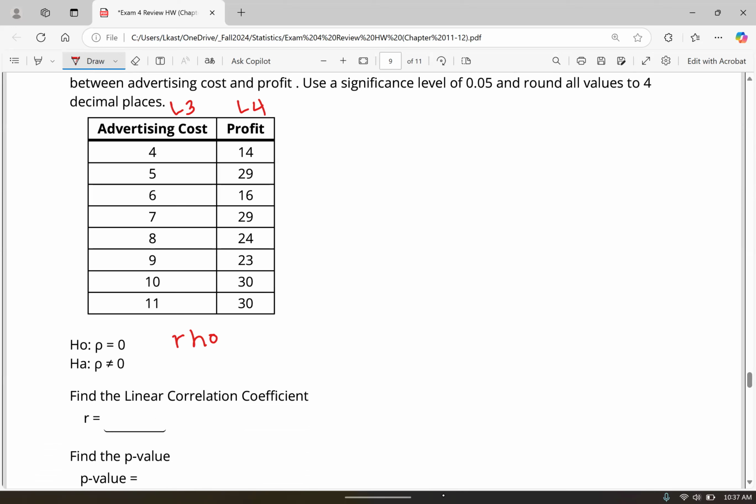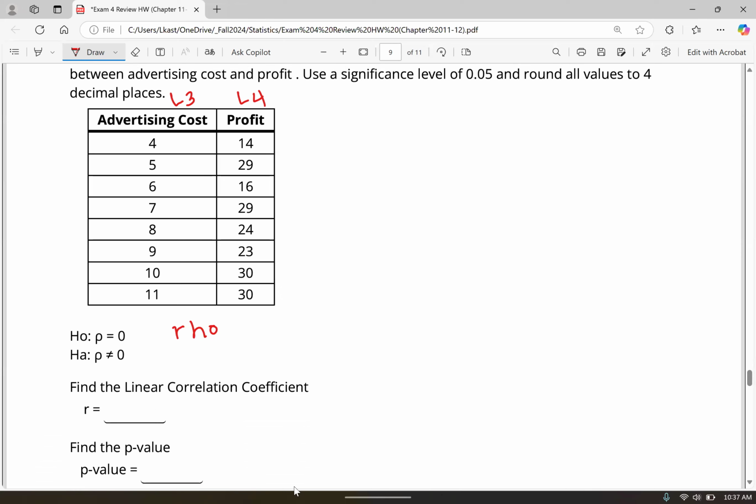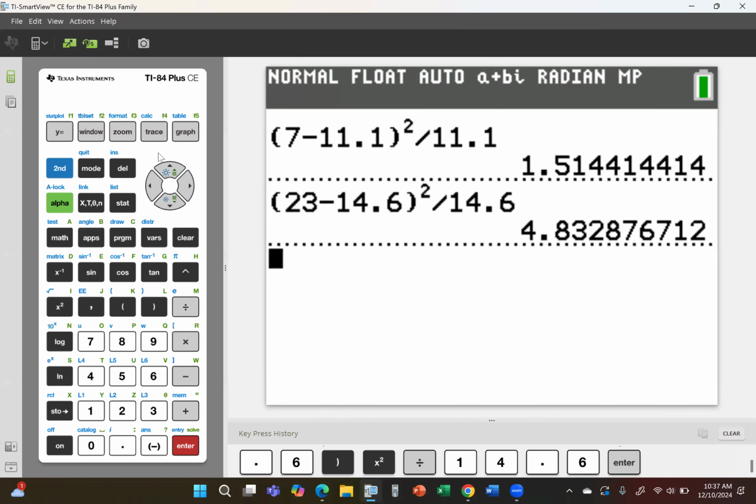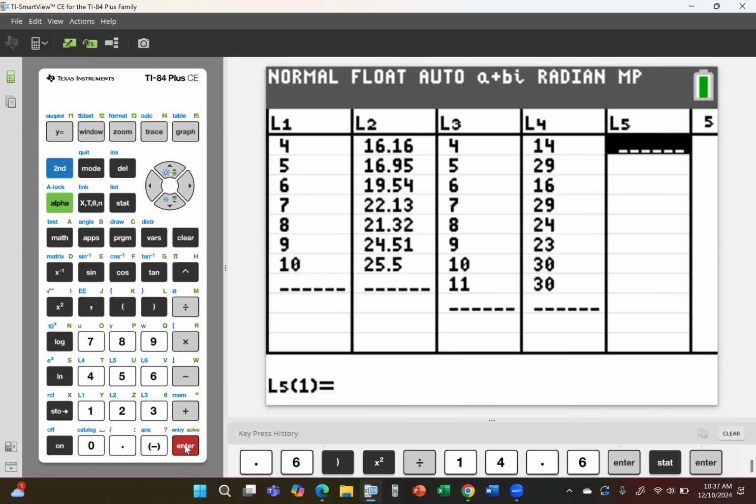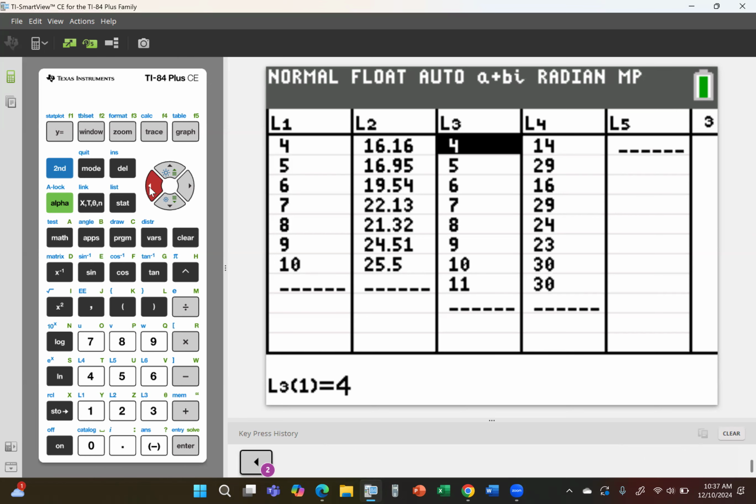All right, so let's go put this data in our calculator. Now, I should have it in there, but I am going to go check and make sure I have it in there correctly. So I'm going to go stat, edit. And I should have put this in L3 and L4. So let's look at the cost and see if that's correct. 4, 5, 6, 7, 8, 9, 10, and 11. So I'm good to go there. And then in L4, I put profit 14, 29, 16, 29, 24, 23, 30, 30. So I actually have something incorrect. Woohoo! Pat me on the back.